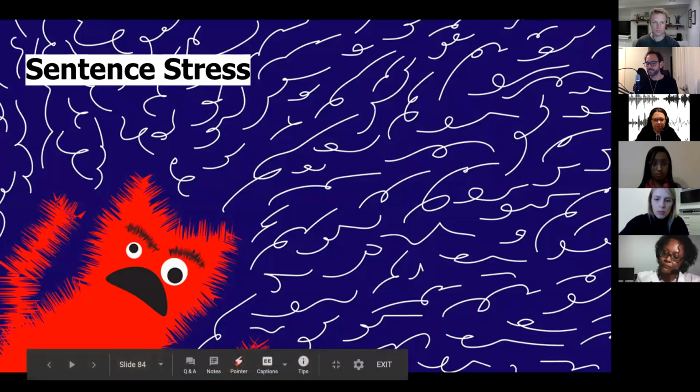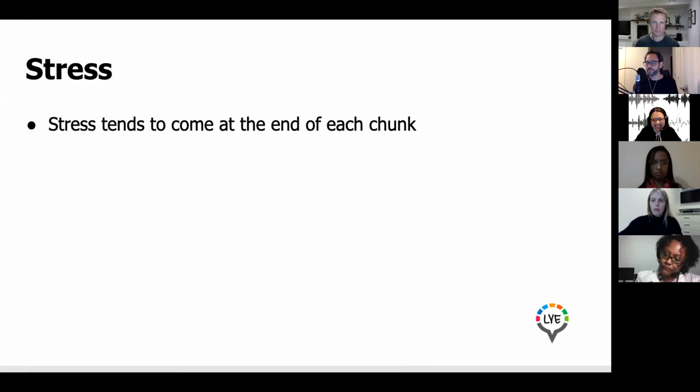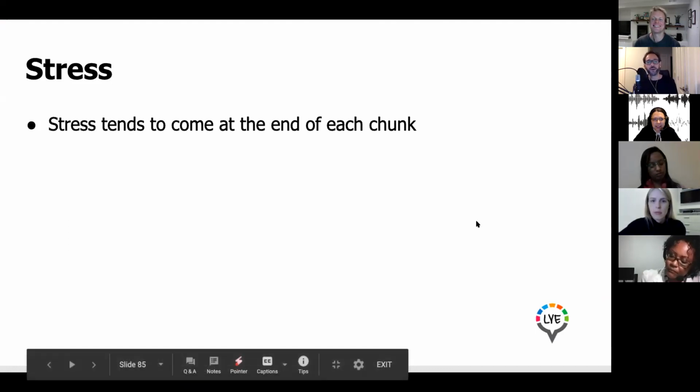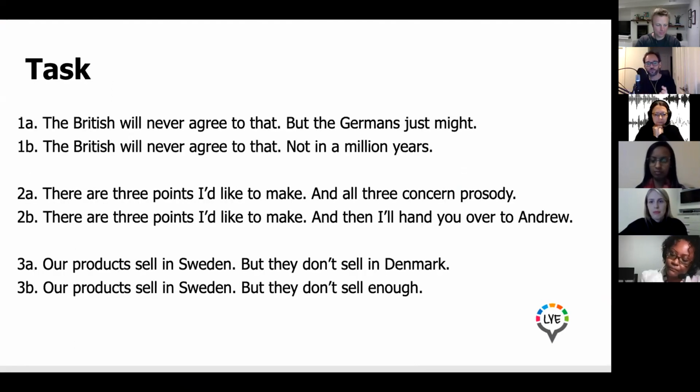So sentence stress, let's talk about this. When it comes to sentence stress, it's really important for us to remember that stress usually tends to come at the end of each chunk. Normally, we can deliberately place the stress at the beginning or in the middle of a chunk. But when we do that, we can make changes to the meaning.